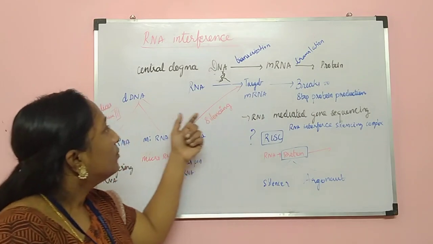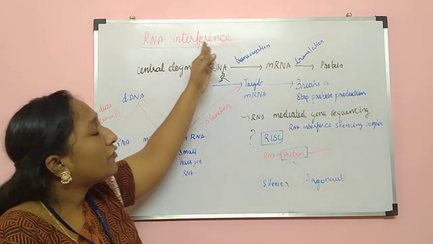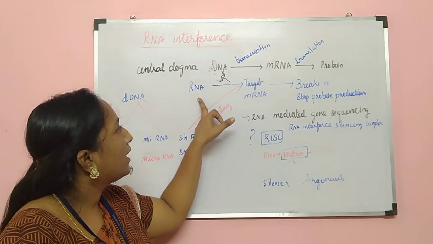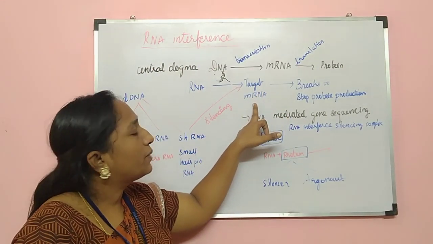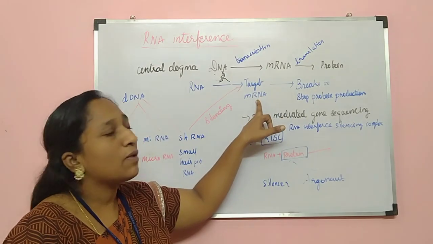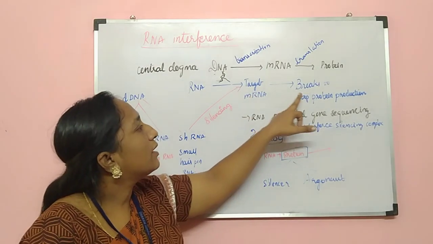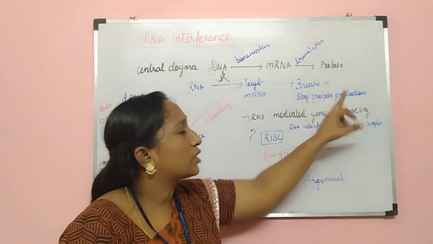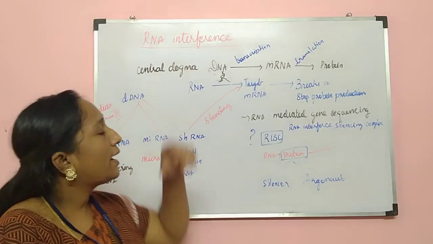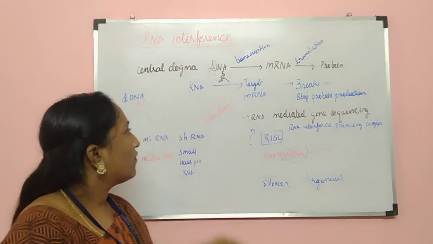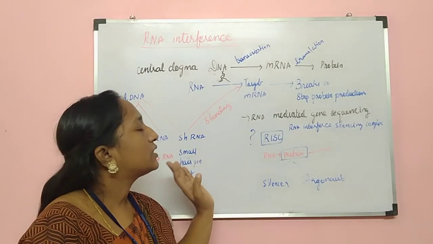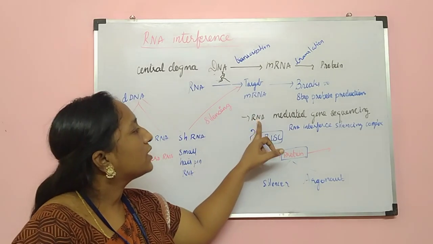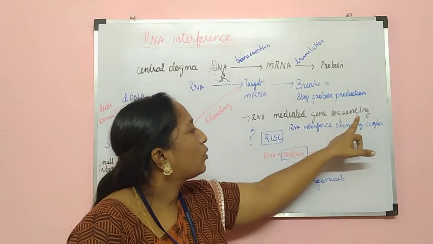Now, because of RNA interference, some of the target mRNA will be broken, and then the protein production will be stopped. This is called RNA interference. This process is called silencing, and this interference is called mRNA mediated gene silencing.